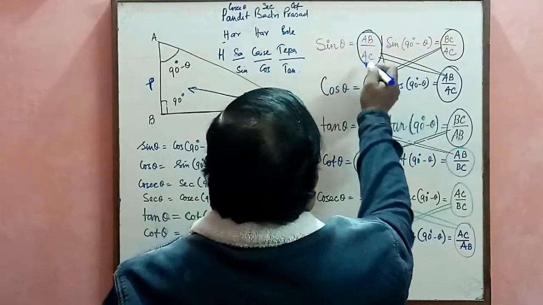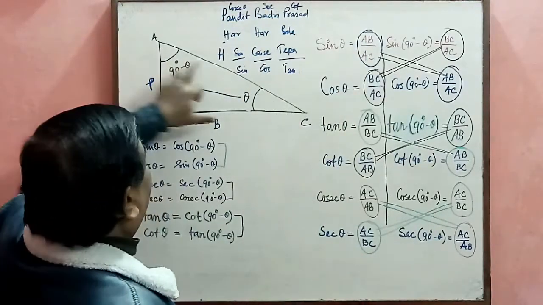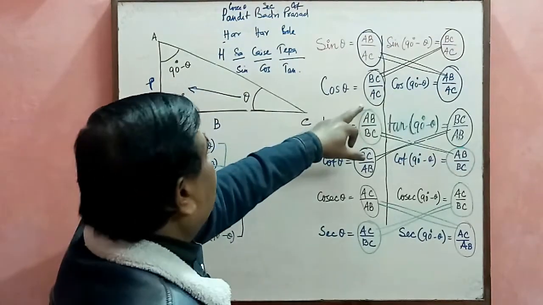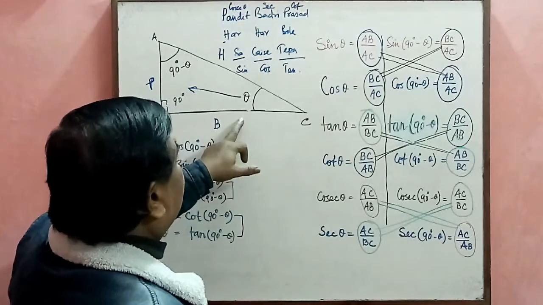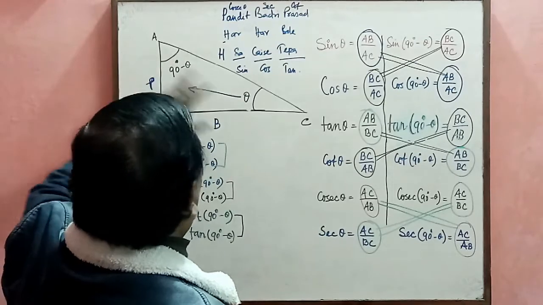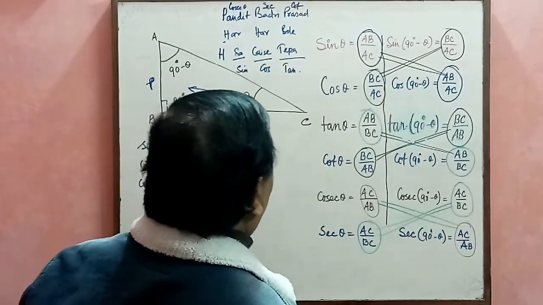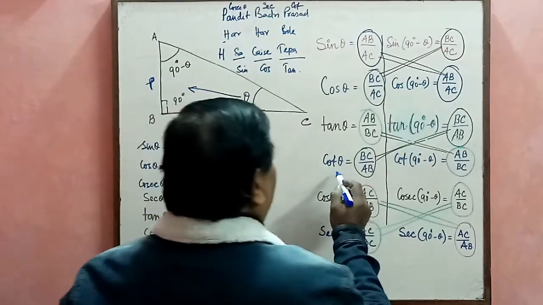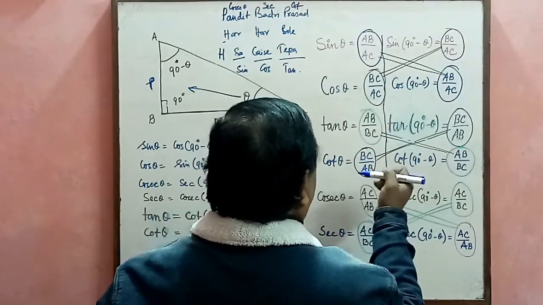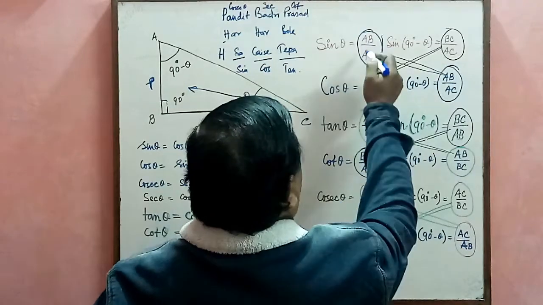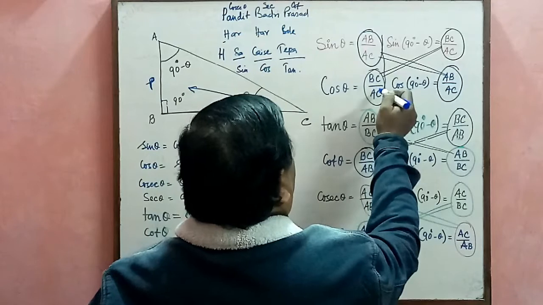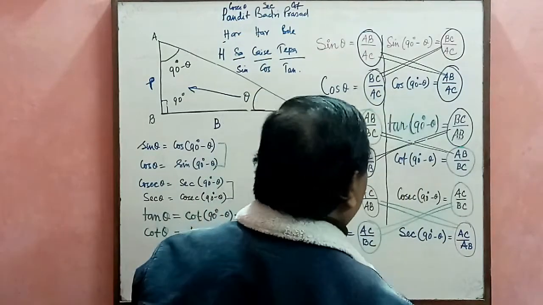Sin theta is AB upon AC, perpendicular upon hypotenuse. Cos theta is base upon hypotenuse, this is BC upon AC. And tan theta is perpendicular upon base, this is AB upon BC. Similarly, cot theta is just the inverse of tan, BC upon AB. Cosec is the inverse of sin, AC upon AB. Sec theta is the inverse of cos, AC upon BC.